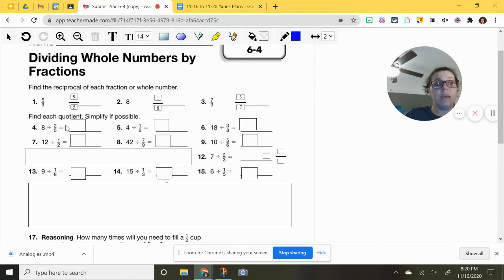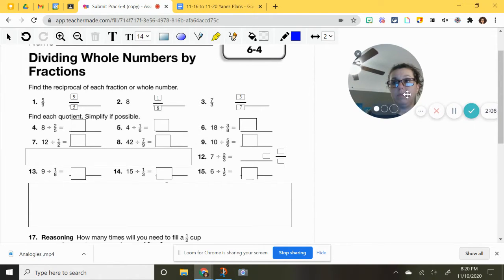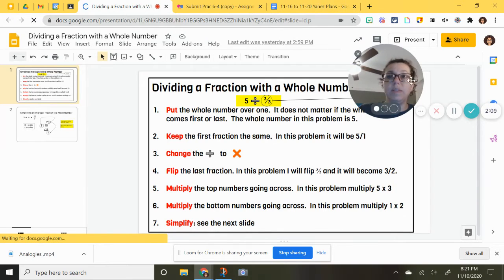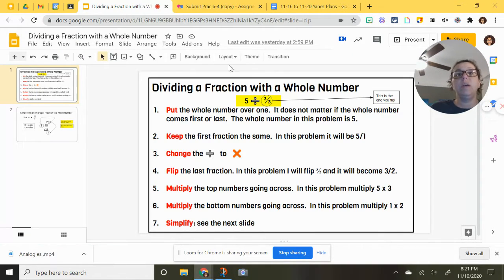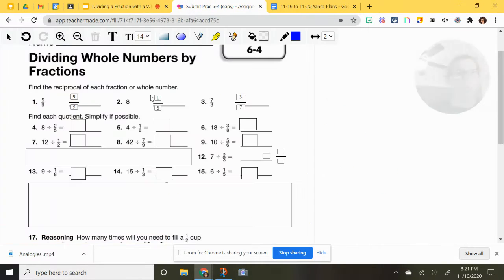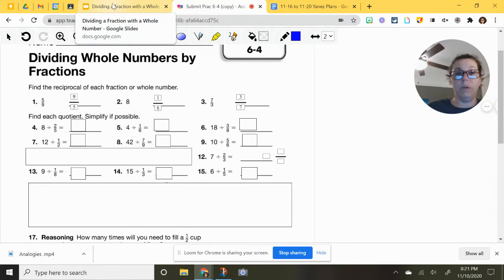For this, I am going to need to do the keep, change, flip pattern. I'm going to pause for a second and pull up the resource that you should be using. All right, this is the helper you should be using when dividing a fraction by a whole number. So here we see the 8 is the whole number and a fraction comes last. It does not matter if the whole number is in the beginning or the end. You always need to put the whole number over 1.